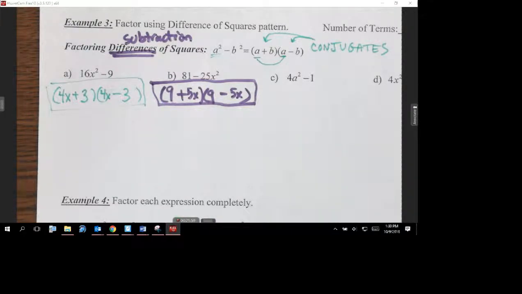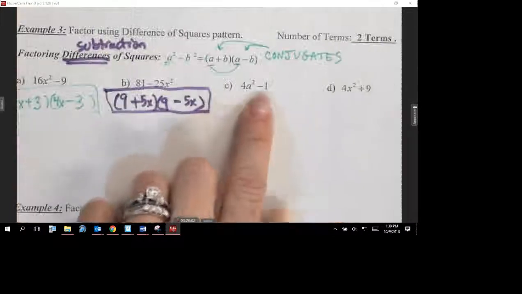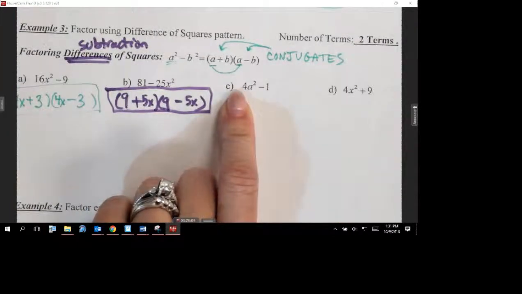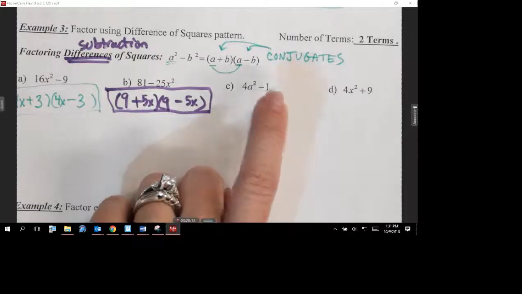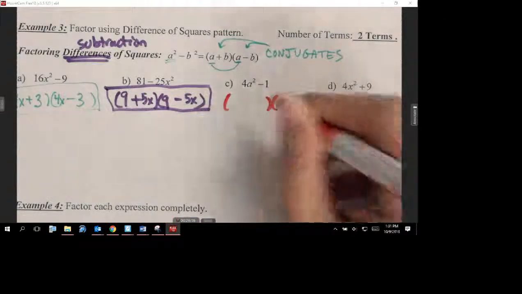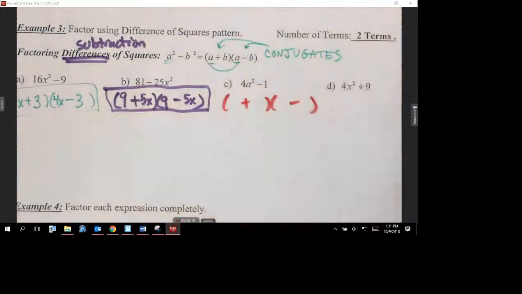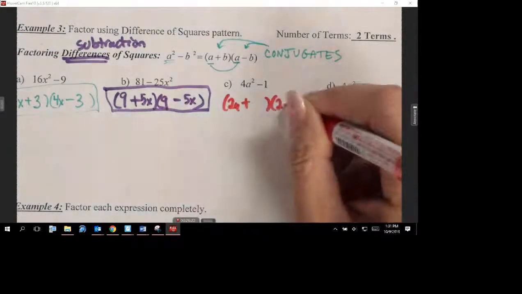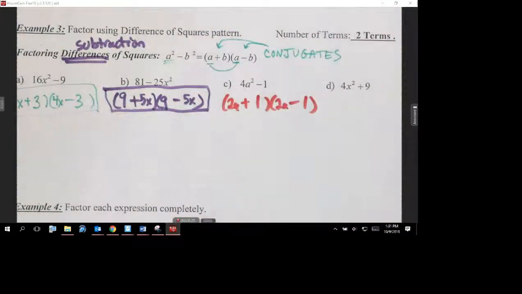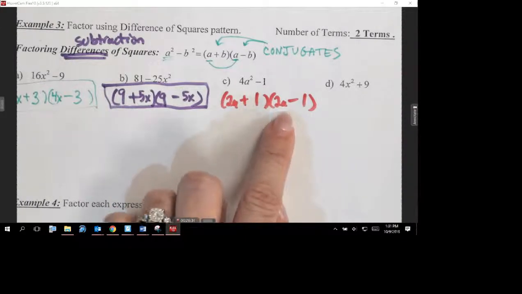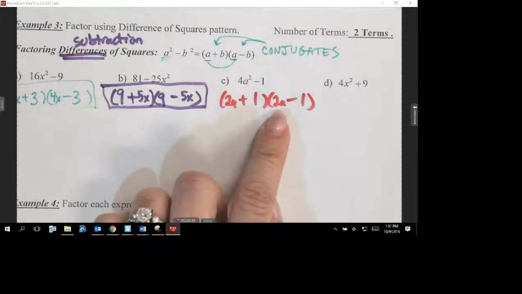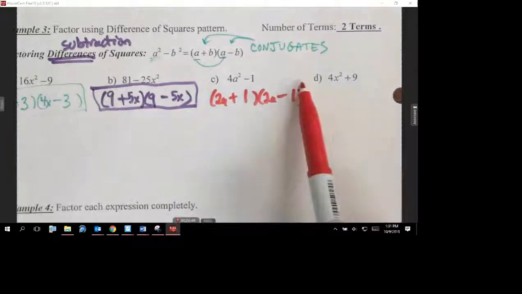How about C? Is it subtraction? Yeah. Is 4 a perfect square? Yeah. A squared? Yeah. 1? Yeah. 1 times 1 is 1. Perfect square. Difference of squares. 1 plus, 1 minus. Square root of 4a squared, 2a. Square root of 1, 1. Is 2a plus 1 a difference of squares? No. Is 2a minus 1? Why not? Because the a is not squared. Or because the 2 is not squared. Either is fine. Both of those are good answers.